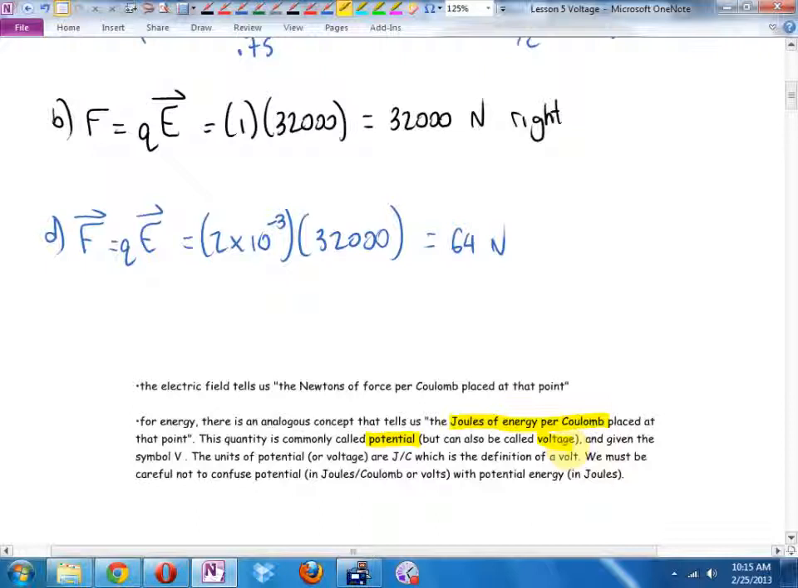Oh, and since potential voltage is defined as joules of energy per Coulomb, that means the units are joules per Coulomb, which is the definition of a volt. 1 volt is 1 joule per Coulomb.